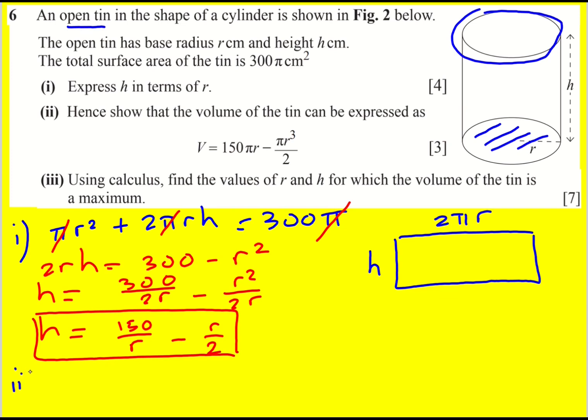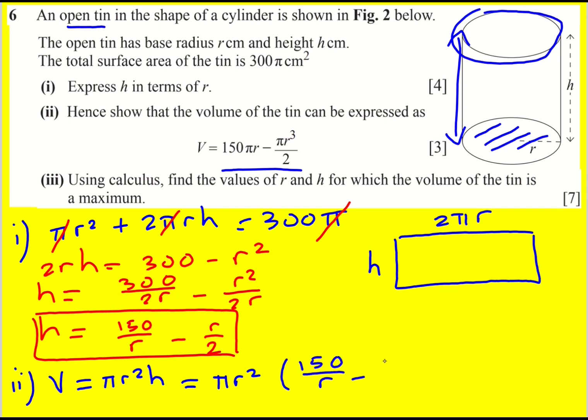In part 2, it then says, hence show the volume can be expressed like this. The volume is going to be the cross-sectional area, pi r squared, multiplied by the length, h. And now I can substitute my h in because we're asking for the volume just in terms of r. So pi r squared times 150 over r minus r over 2.